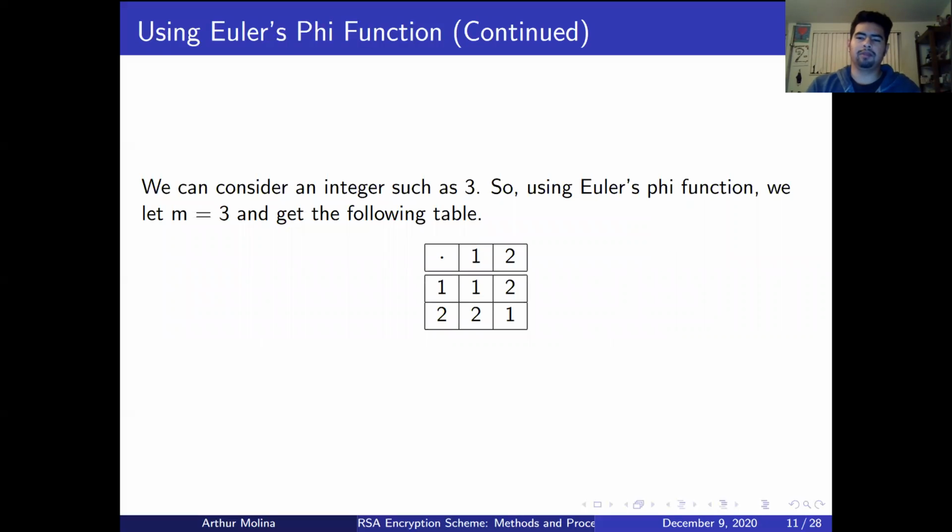As we see here, we let m equal 3, and using Euler's phi function, we get the following table. We multiply 1 by 1, which is equivalent to 1 mod 3, and we multiply 1 by 2, which is equivalent to 2 mod 3, and we get the same result for 2, where we multiply 2 by 1 and 2 by 2, and we see that we only get 2 overall results, 1 and 2.